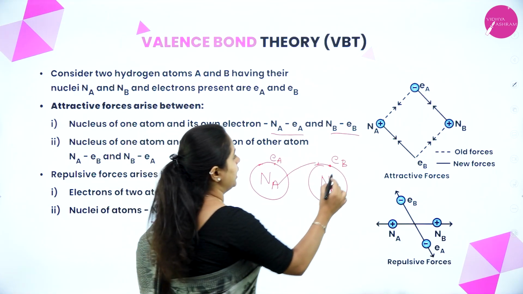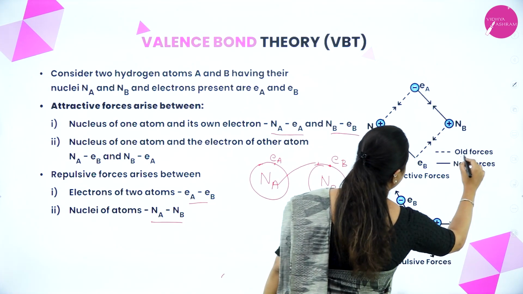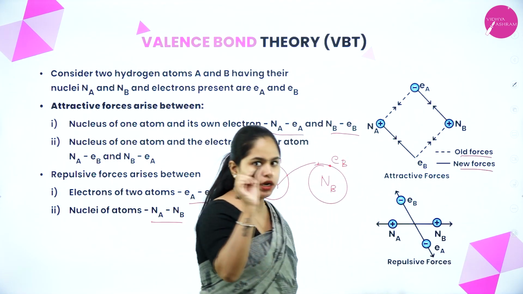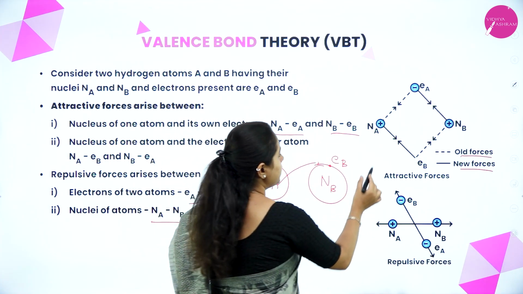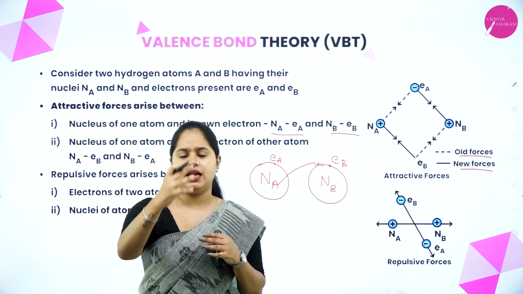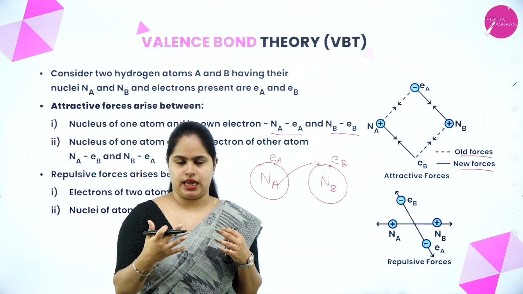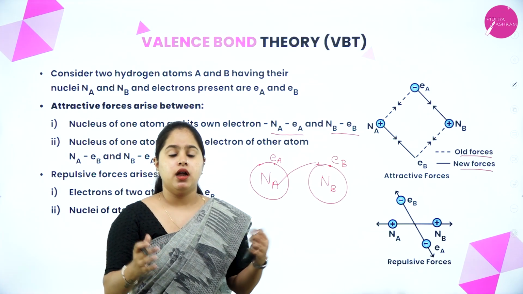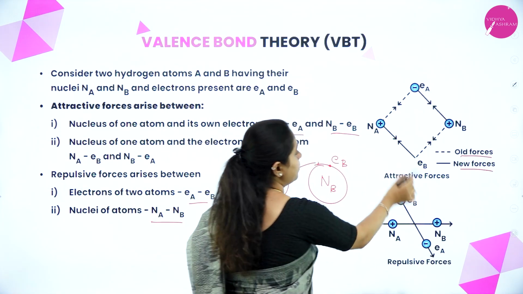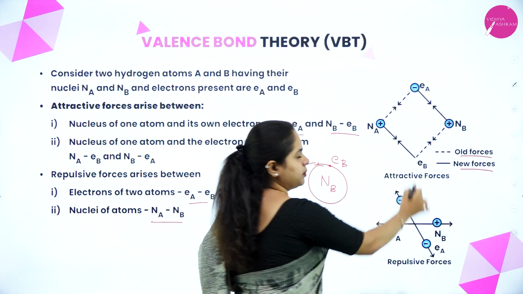As you can see here, the dotted lines shown are already existing forces, that is, the old forces, and the bold lines show the new forces. Between Na and Ea, that is, the nucleus of atom A and the electron of atom A, there was already an attractive force before itself. But when the atoms are coming close together, now Na and Eb will also have an attractive force. Clear? That is why it is represented by a bold line.